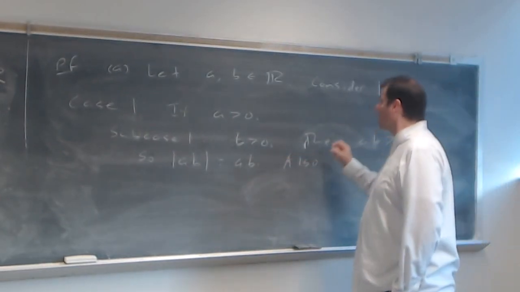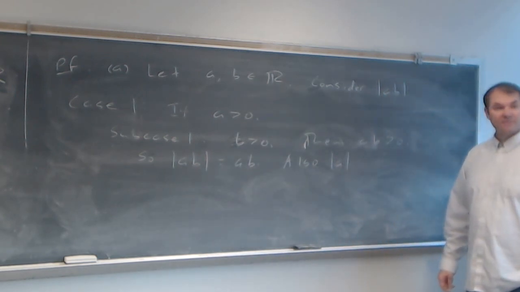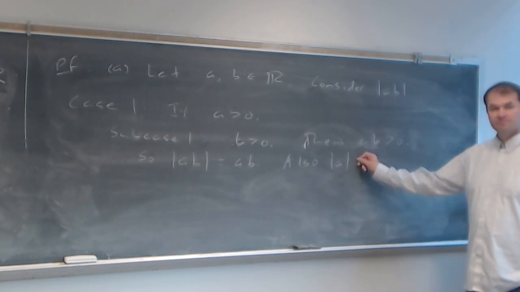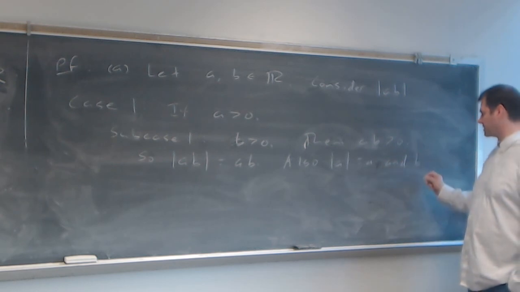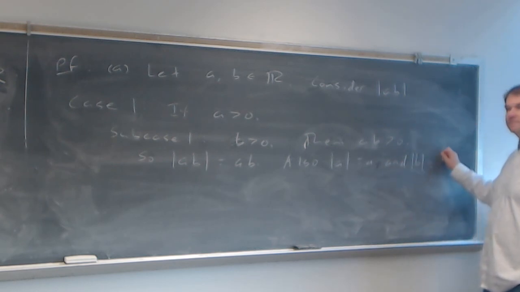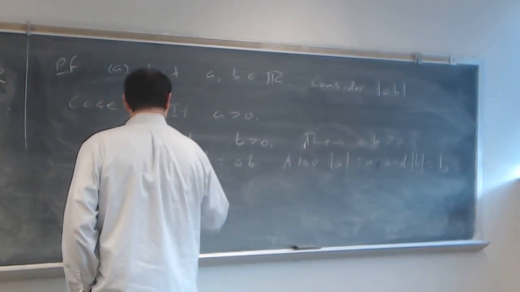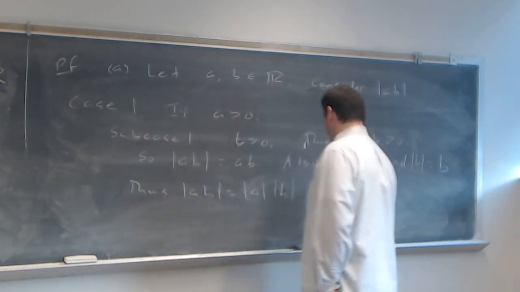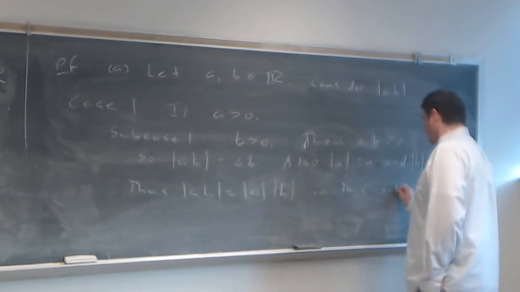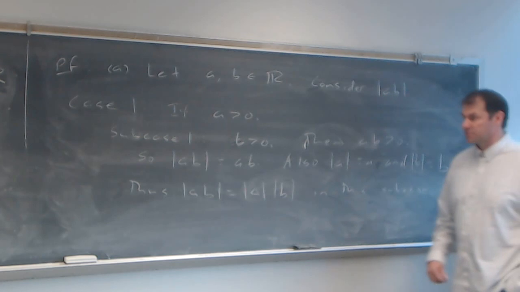Also, what is the absolute value of A in this case? Well, A is greater than 0, so the absolute value of A is A. And B is greater than 0 in this subcase, so the absolute value of B is B. Thus, the absolute value of A times B equals the absolute value of A times the absolute value of B in this subcase. And that's the statement we wanted to show. So in this part, it's true.